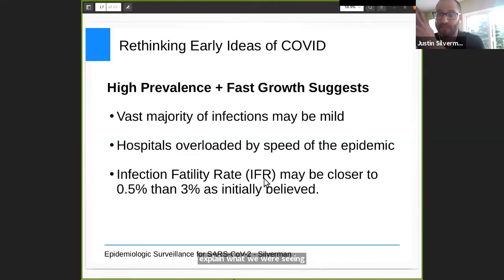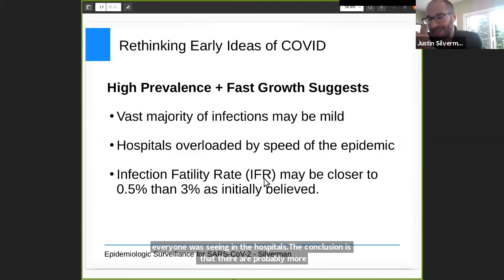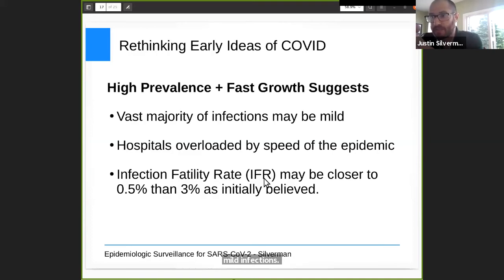You need to have something else to explain what everyone was seeing in the hospitals. And the conclusion is that there are probably more mild infections. Coupled with that, there is also the suggestion that the infection fatality rate is lower. Our estimates put it probably closer to 0.5 than 3%, 6 times lower. But in total, this was, I think, a fairly different way of looking at COVID.